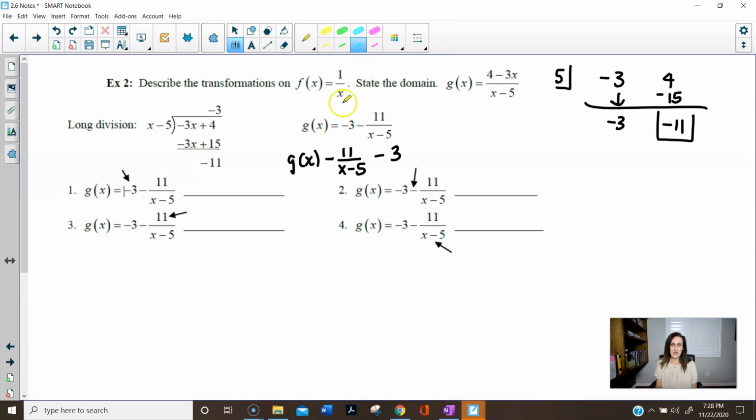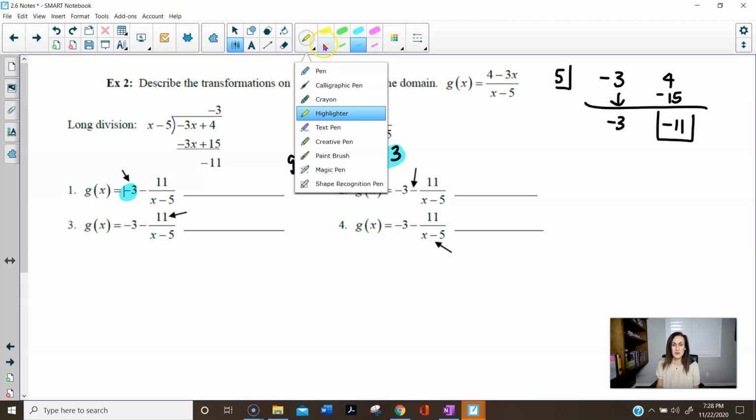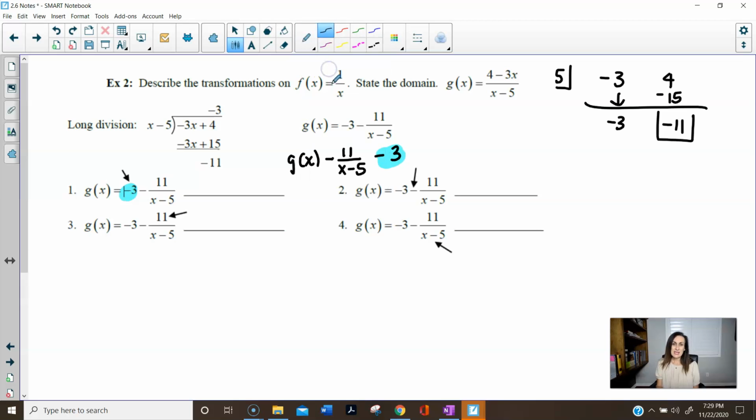Lots and lots of fun. So looking at this, the negative 3, here's the negative 3, and I don't know why there's a line there, just there is, typo. The negative 3 is going to move that graph down 3. So that is a vertical shift down 3.